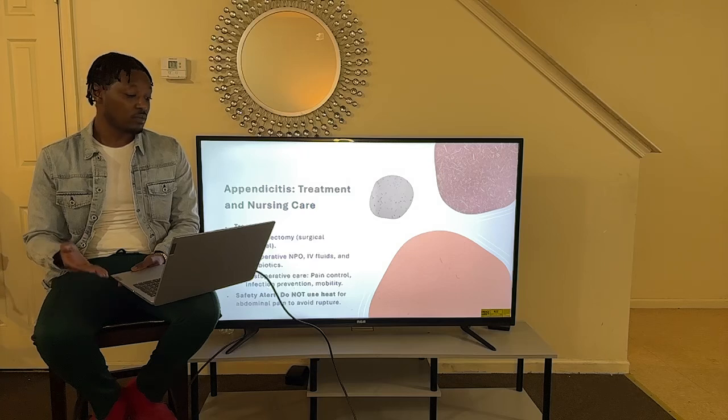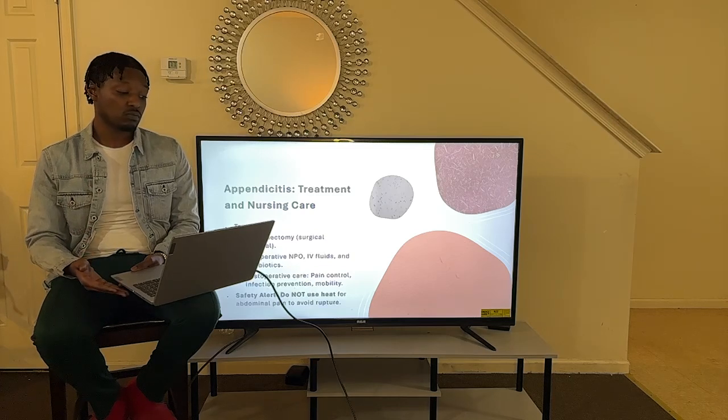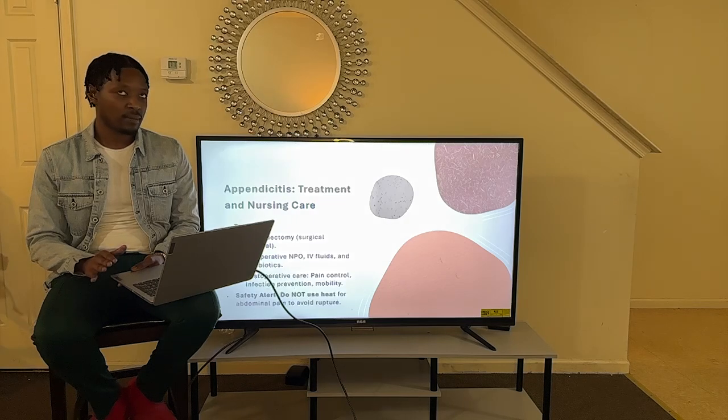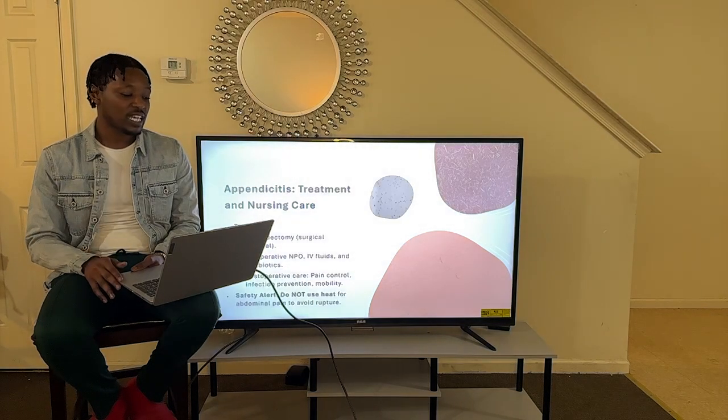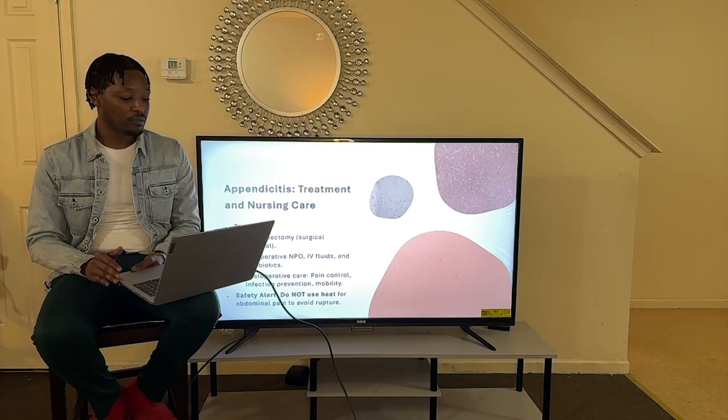For treatment, you may have a surgical removal, an appendectomy, and that's just pretty much taking the entire appendix out. Pre-operatively, before this procedure, you want to put the patient on NPO, nothing by mouth, IV fluids, and antibiotics.